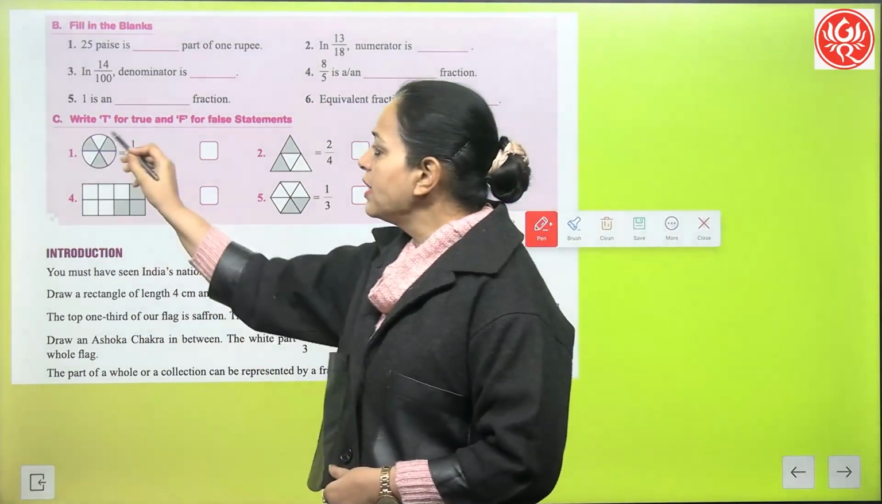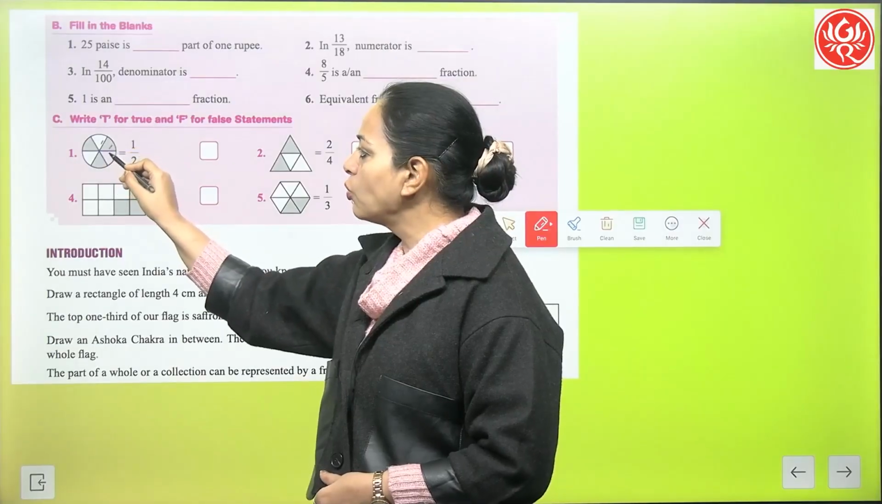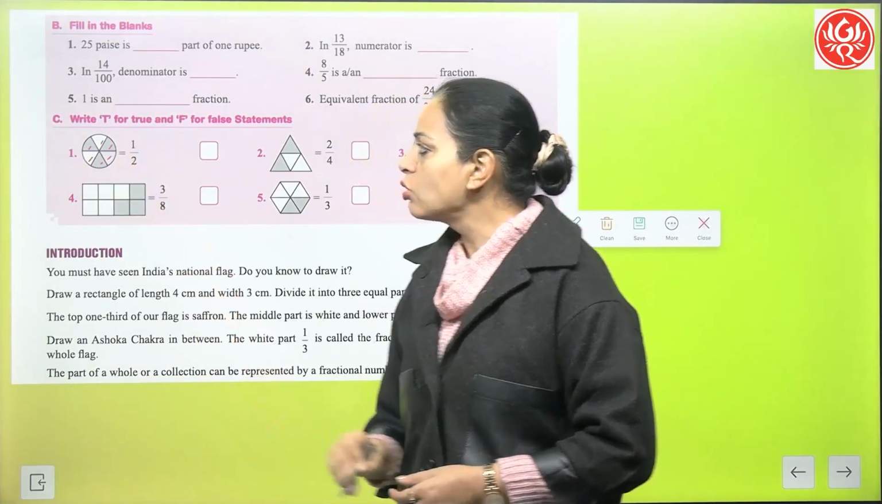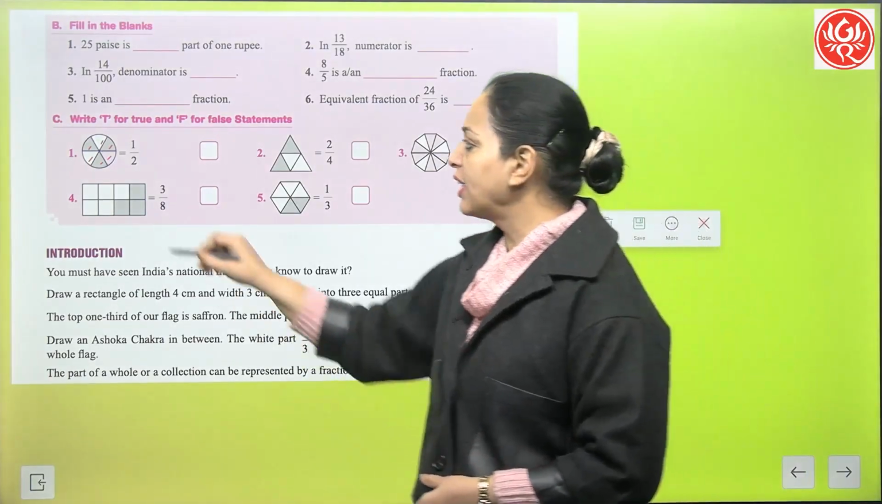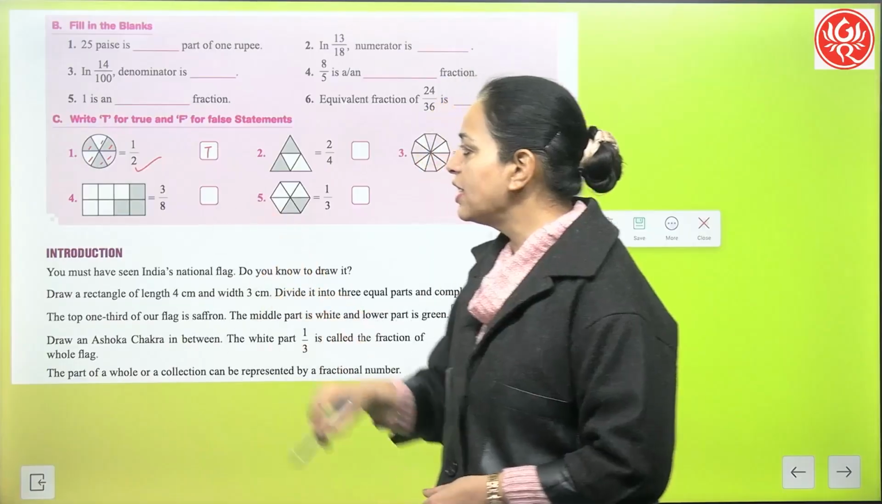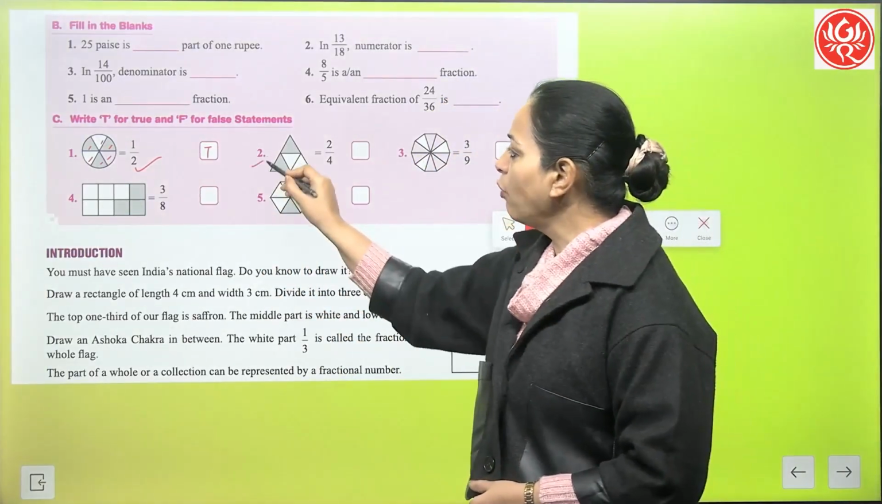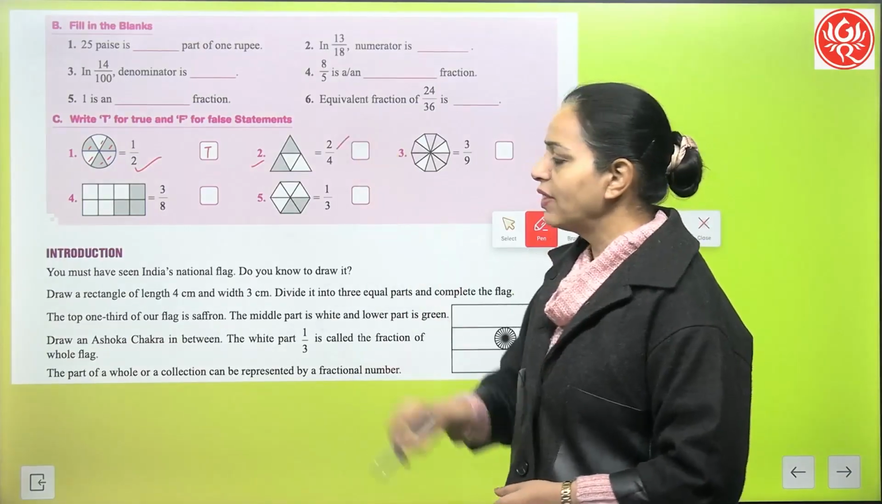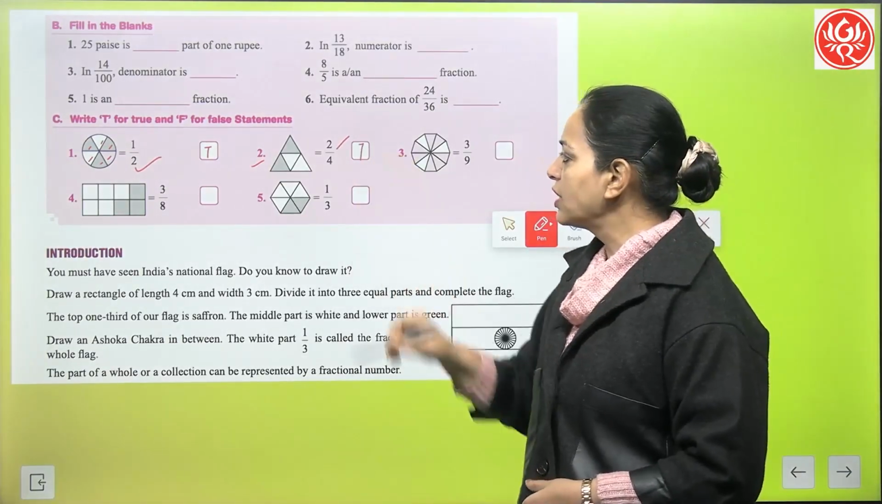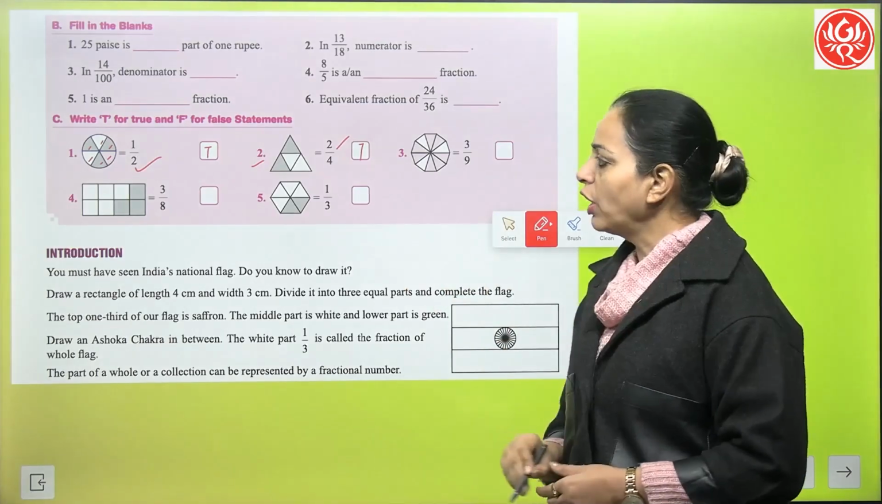The first one, see how many total parts? 1, 2, 3, 4, 5, 6. So out of 6, 3 are shaded. It means 3 upon 6. And that is 1 upon 2. So this is true, right? Second one, 1, 2, 3, 4. Out of 4, 2 are shaded. This is right. So this is true. The third one you can check.